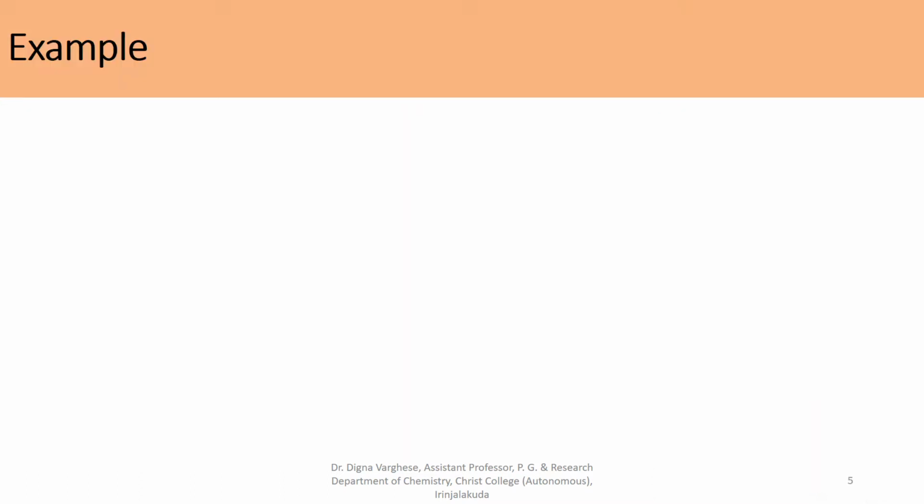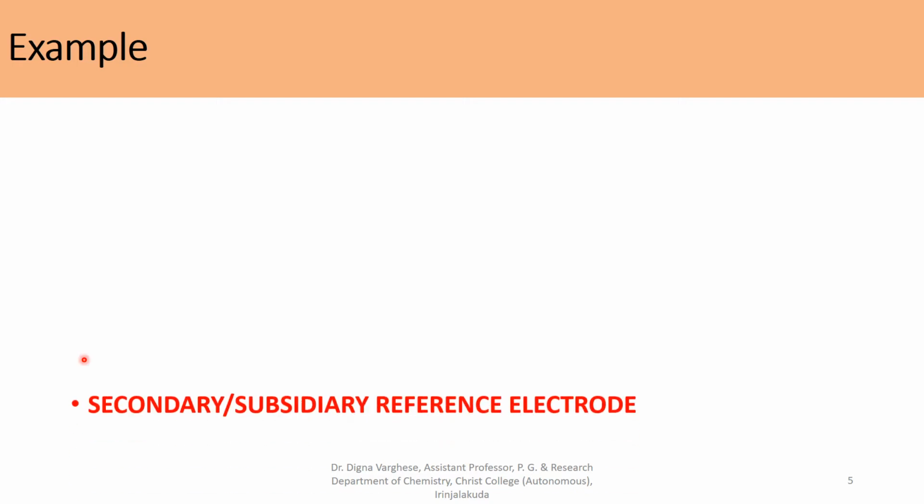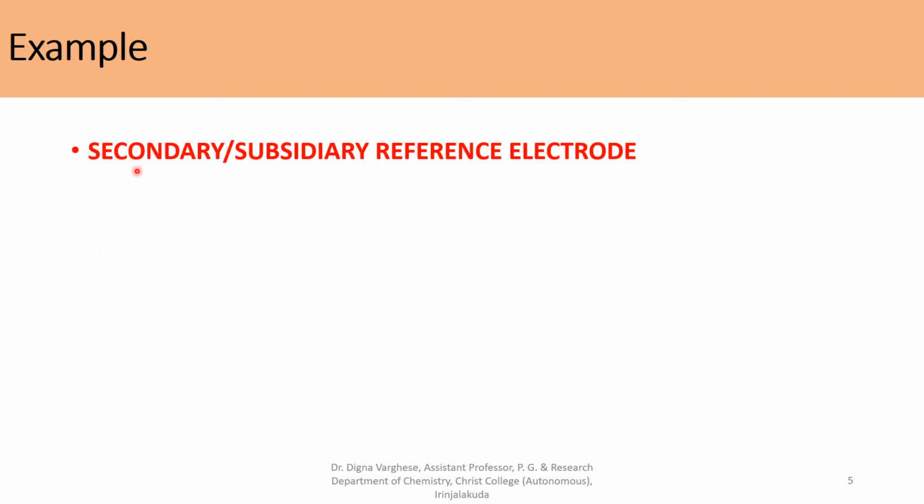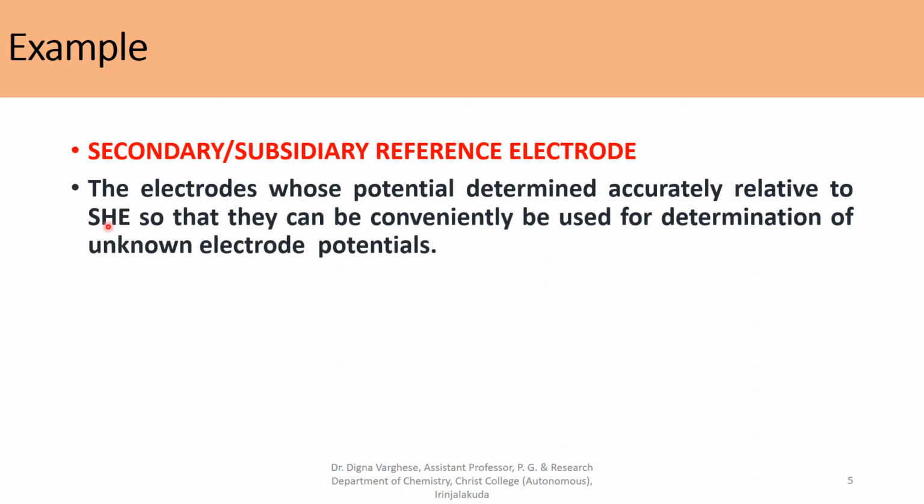For other reference electrodes, here you can see a secondary or subsidiary reference electrode. These are electrodes whose potential is determined accurately relative to the standard hydrogen electrode, so that they can conveniently be used for determination of unknown electrode potentials. We know the standard hydrogen electrode is not very convenient for our routine work because of the necessity of bubbling hydrogen at a uniform pressure of 1 atmosphere over the platinum electrode.